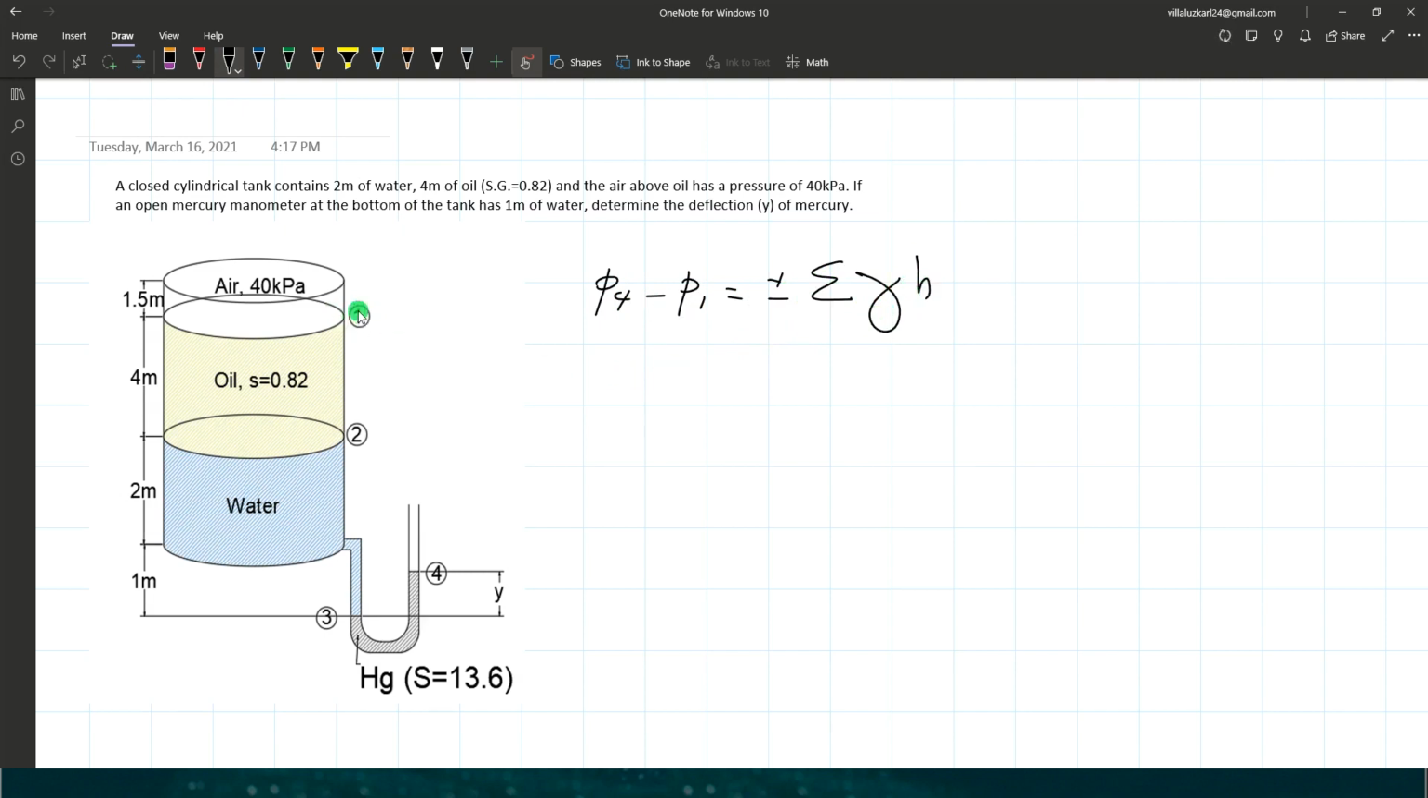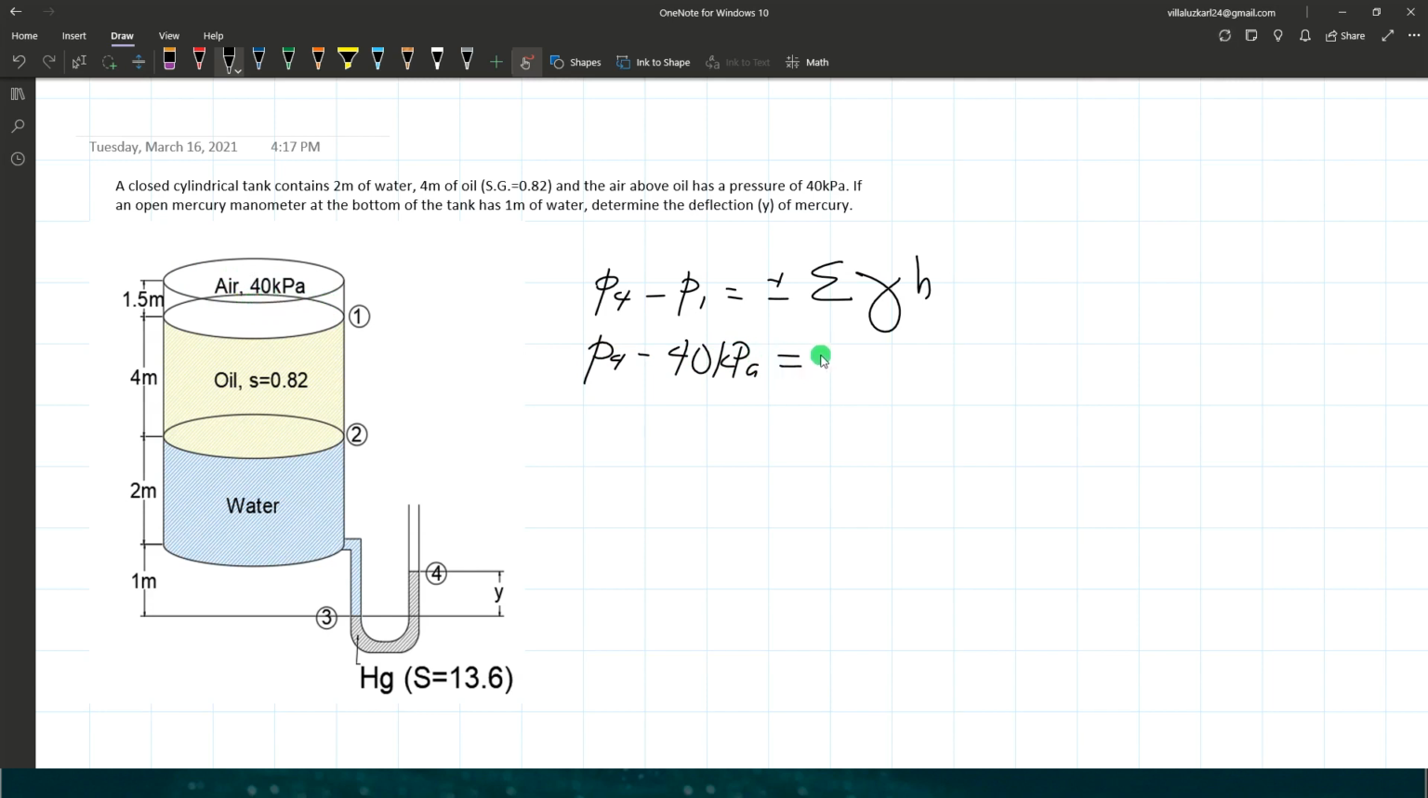So at P1, it was supposed to be a free surface of oil. But since we have the pressure of air above point 1, it means the pressure at point 1 is also the pressure of the air. So P1 equals 40 kilopascal. So P4 minus 40 kilopascal. So that's the pressure at point 1 because the only contributing pressure above point 1 is the pressure due to air.